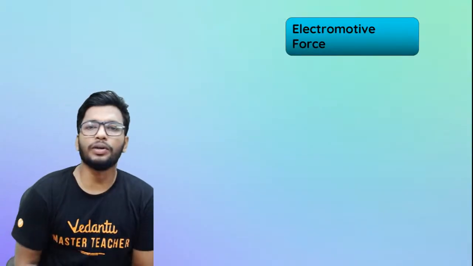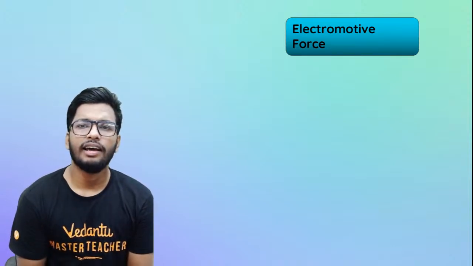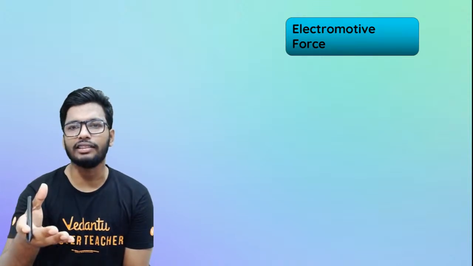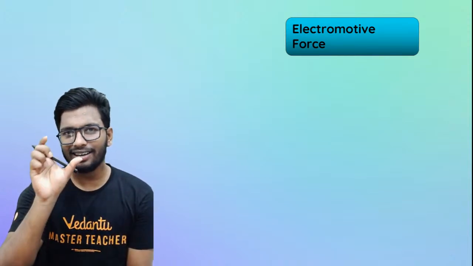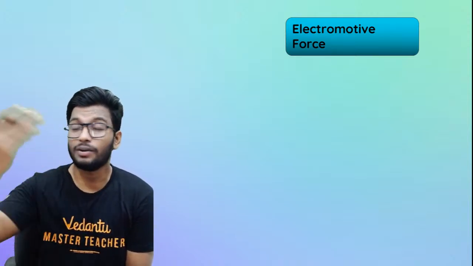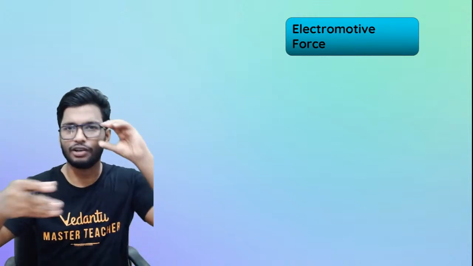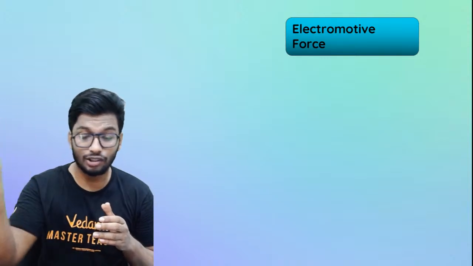Let's start with EMF, which stands for electromotive force. There are two ways to define electromotive force. Imagine that you buy a battery, a normal AA or AAA size battery, which is about 1.5 volt. My question to all of you is, if I connect that 1.5 volt battery to a circuit, like a bulb, and I check the potential difference using a voltmeter, would I get the same amount of potential difference as that of the battery? Yes or no? Simple question.